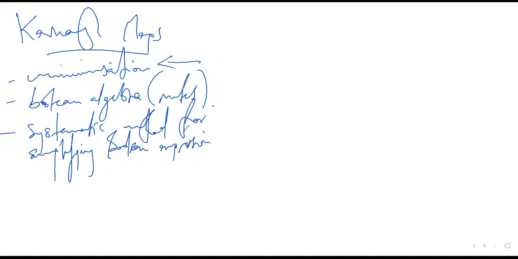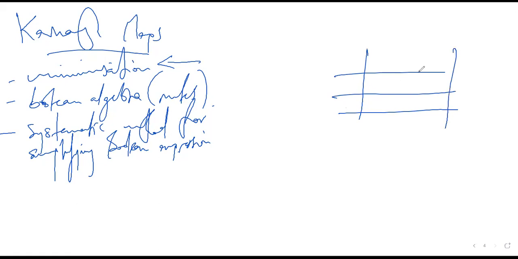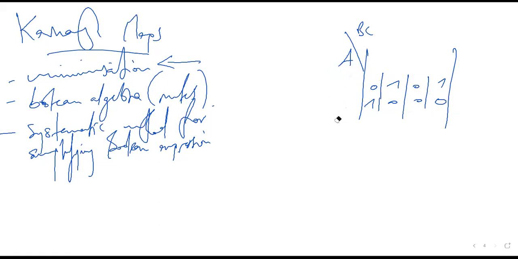Each row in the truth table is represented by a square. So let's start with the answer. This is basically a kernel map for a 2 by 2 variable. It can be like this: 0, 1, 0, 1, 1, 0, 0, 0. Here we have this is A, this is B, C. This is an example of a kernel map, right there. I will explain it.